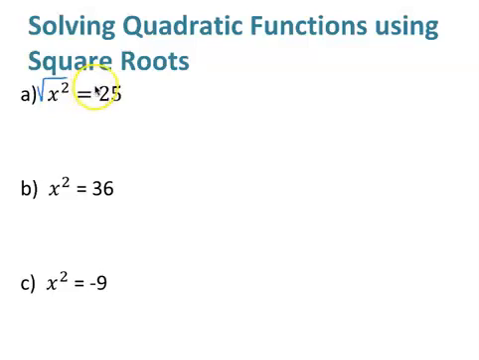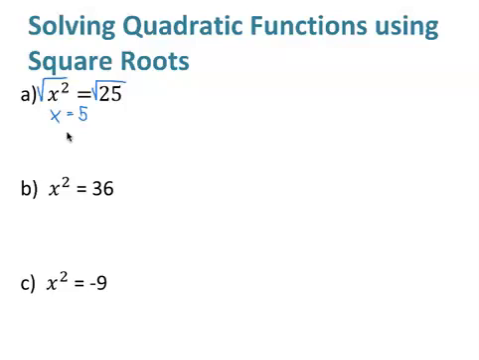Whatever I do to one side, I have to do to the other side. So now on the left, I've taken a square root of a square, so I'm left with just x. And then I need to take the square root of 25. What do I get? The square root of 25 is 5. So am I done? Is that my only solution? If you said no, you are correct.